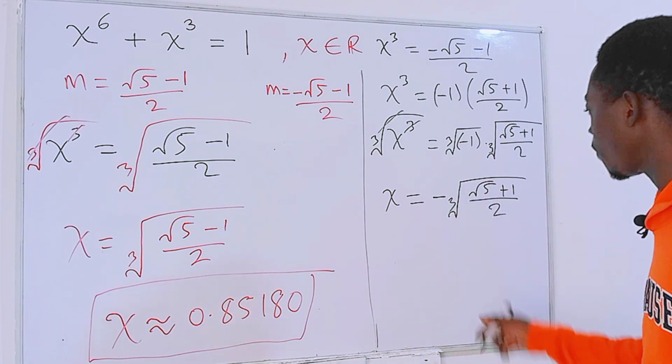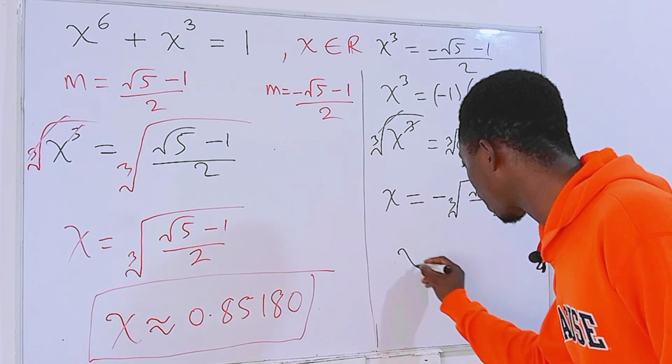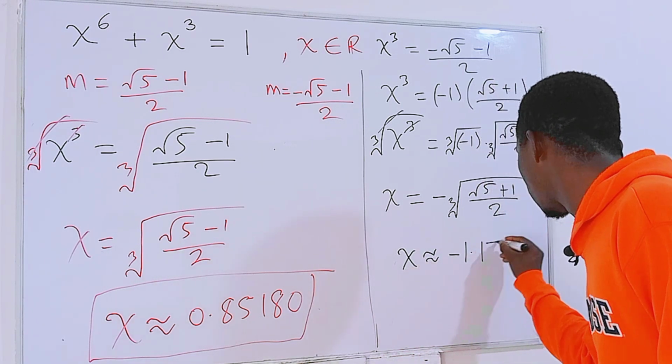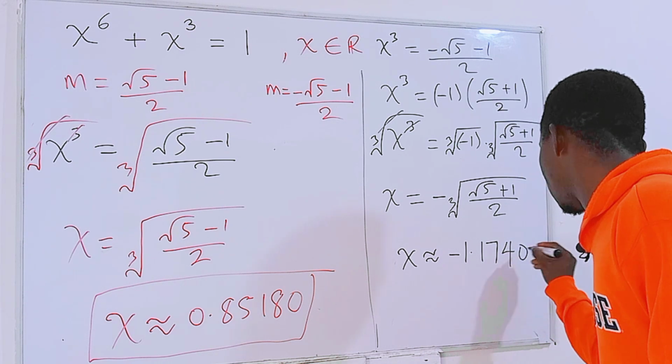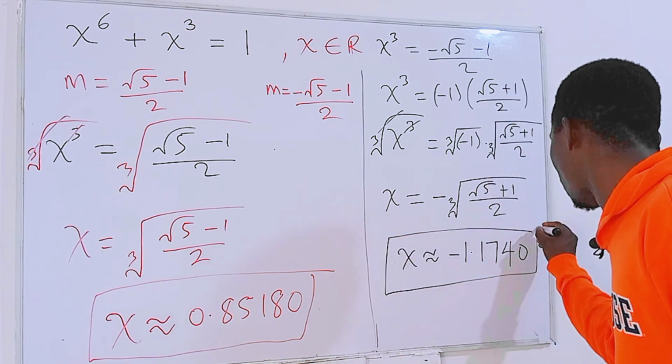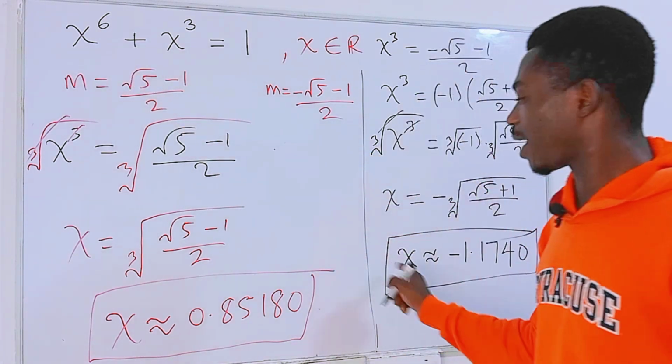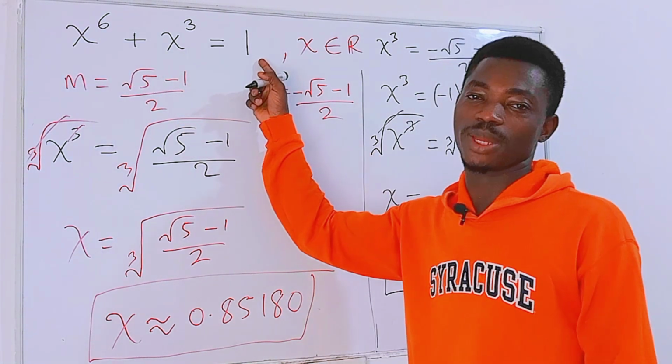Cool. And now if you use a calculator for this, you will get x approximately equal to -1.1740. And this is the other value for x. If you replace the x right here with any of these, you'll be getting approximately 1.